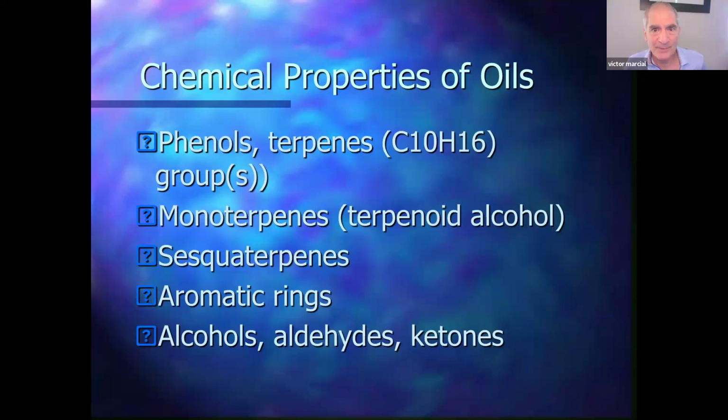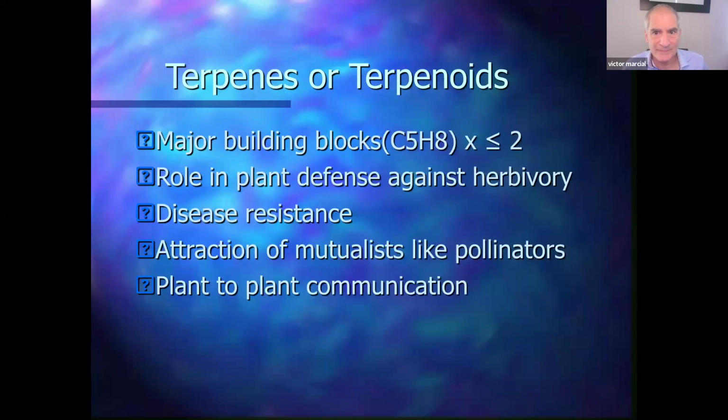The chemical properties of these lipids are mainly attributed to the monoterpenes. The monoterpenes are chemically two molecules of C5H8, which is 5 carbons and 8 hydrogens. You have 2 of those, and that's a monoterpene.